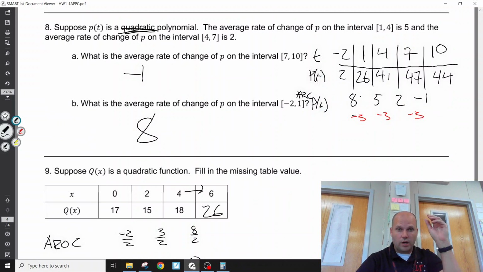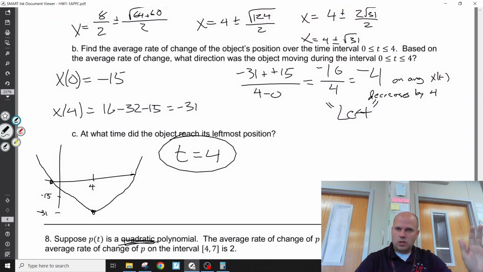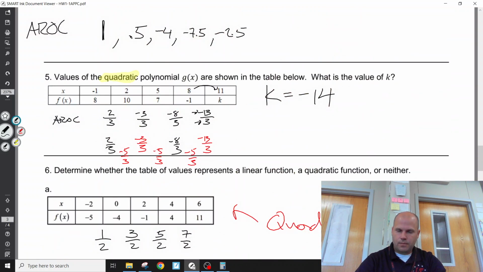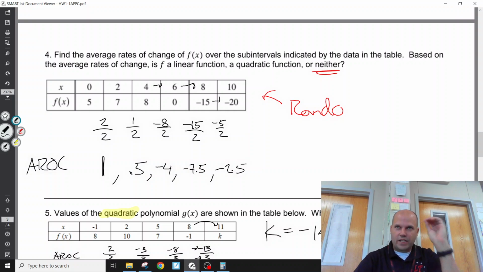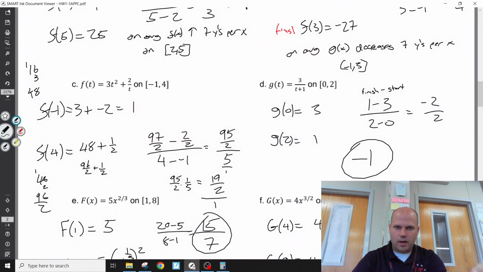I'd focus more on finding rates of change, making sure you can interpret them. Rates of change make things easy to compare. Okay? Y's per 1 x. Positive rates of change, functions increasing. Negative rates of change, functions decreasing. The more subintervals you have, the more information you know about your function.